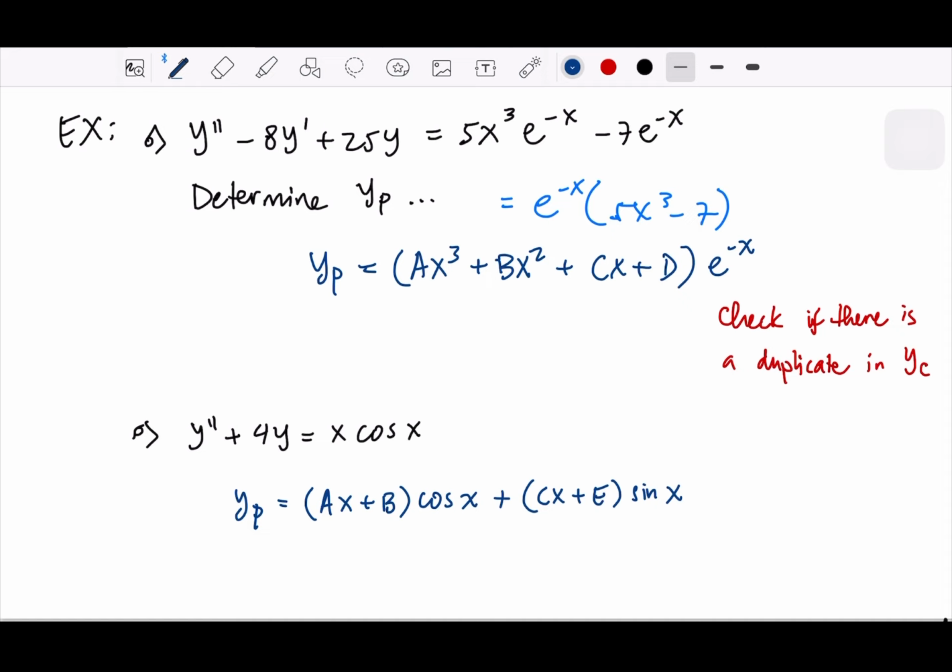Our yp. If you want to check, finding the general solution, you can try. And also, after we get this, you can check if we have a duplicate in yc. Remember, if we have a duplicate, then we need to change our yp.